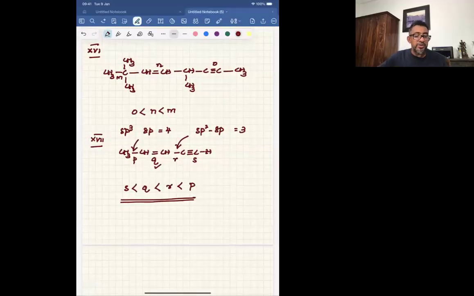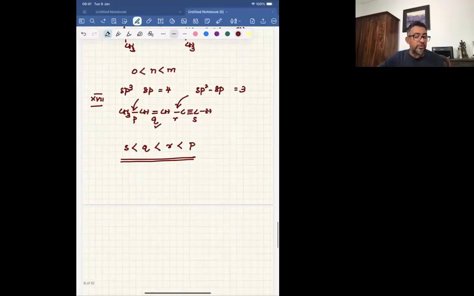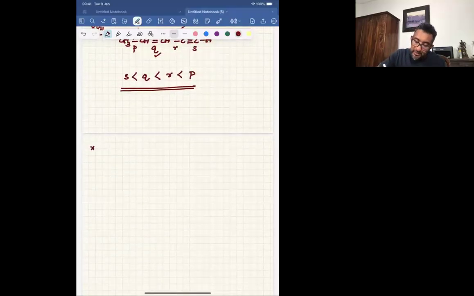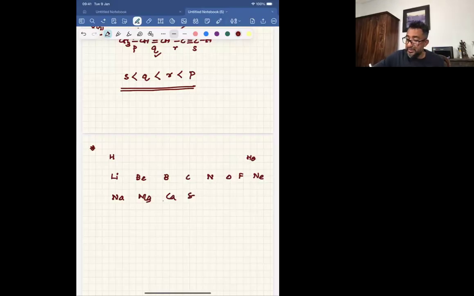Arrange the following elements in the increasing order of electronegativity. I think you can do that easily, but I will explain it. If you look at the elements: hydrogen, helium, lithium, beryllium, boron, carbon, nitrogen, oxygen, fluorine, neon, sodium, magnesium, aluminium, silicon, phosphorus, sulfur, chlorine, and argon. And then bromine and iodine, you have these ones.